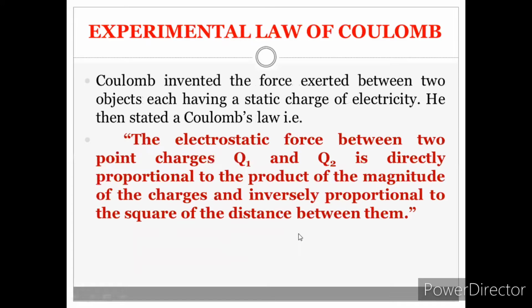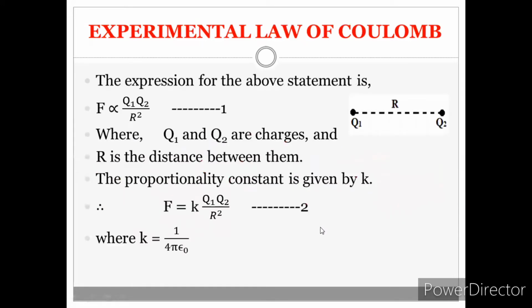First, let us see what is experimental law of Coulomb. Coulomb is a scientist who invented the force exerted between two objects, each having a static charge of electricity. He then stated Coulomb's law. The statement was the electrostatic force between 2 point charges Q1 and Q2 is directly proportional to the product of the magnitude of the charges and inversely proportional to the square of the distance between them. This is the statement given by Coulomb.